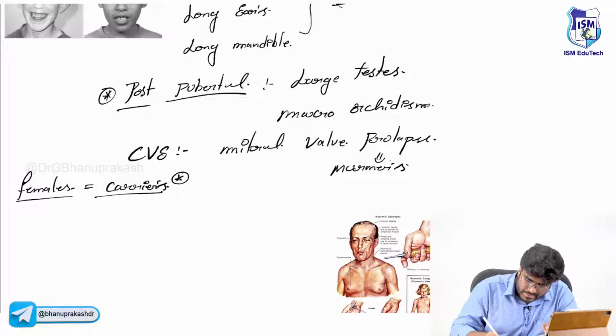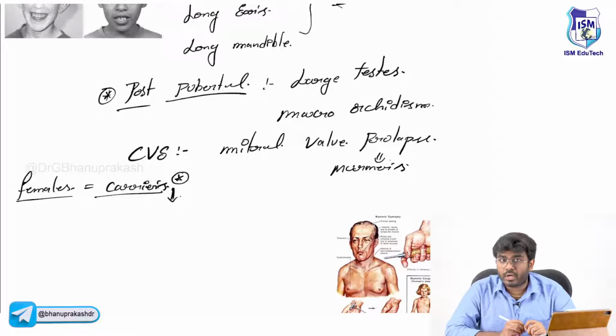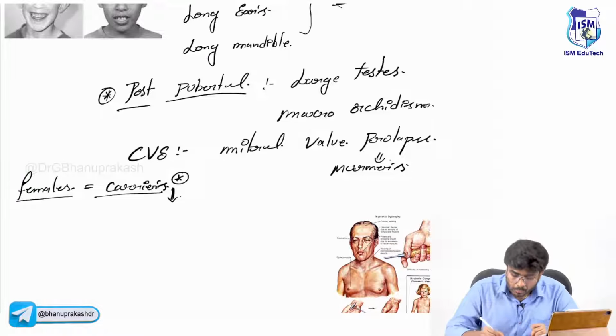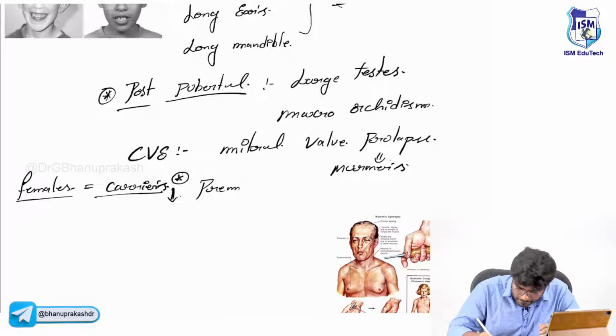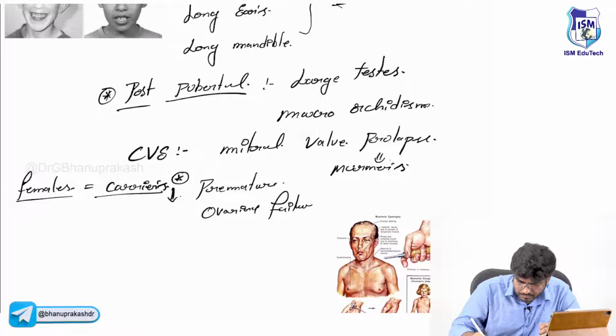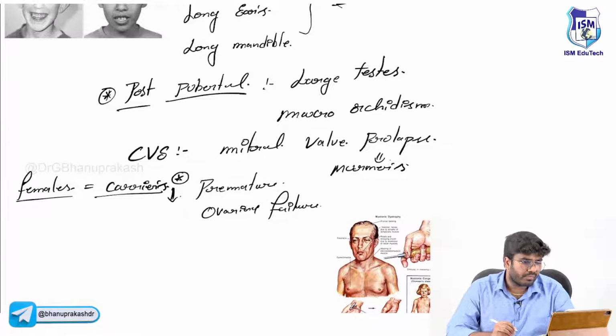And these females can also have a problem. Do you know what that is? Important MCQ. So these females will have premature ovarian failure. Okay, premature ovarian failure.